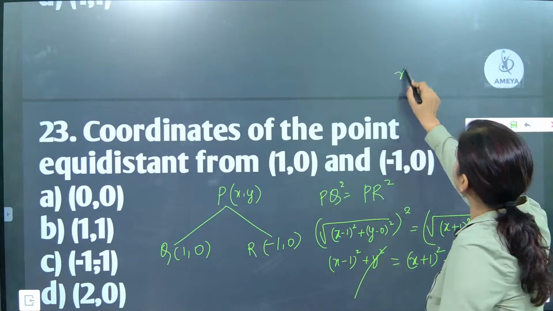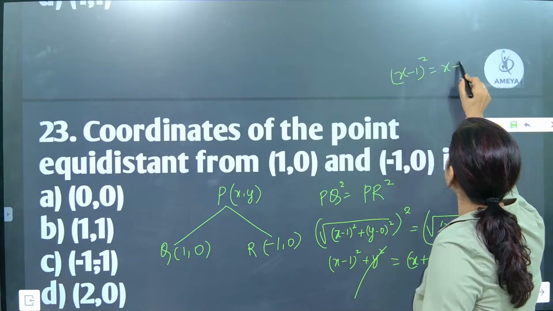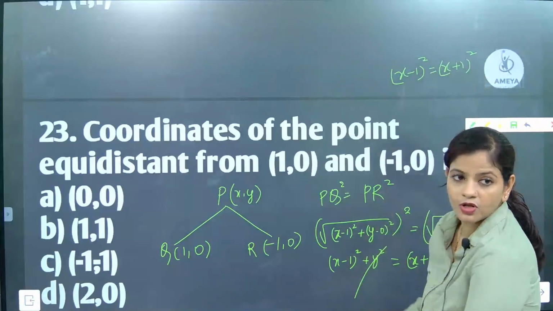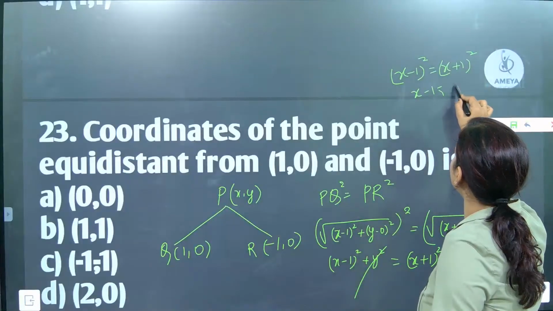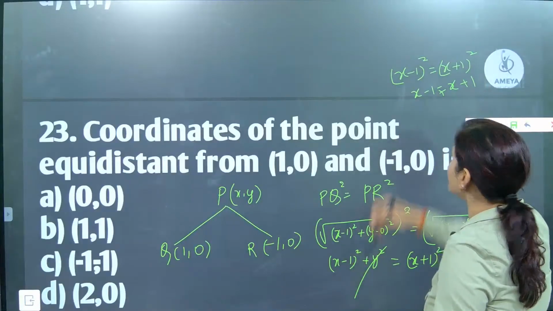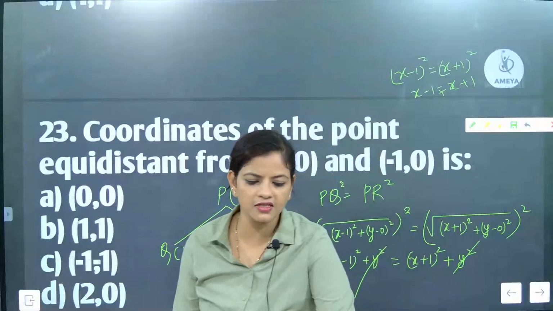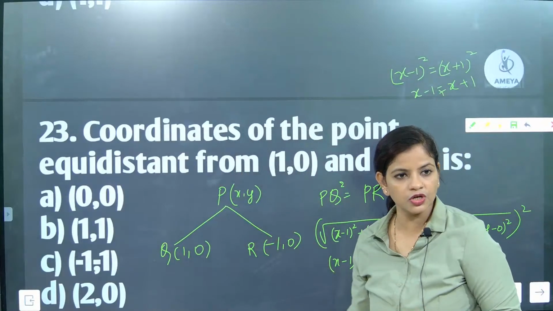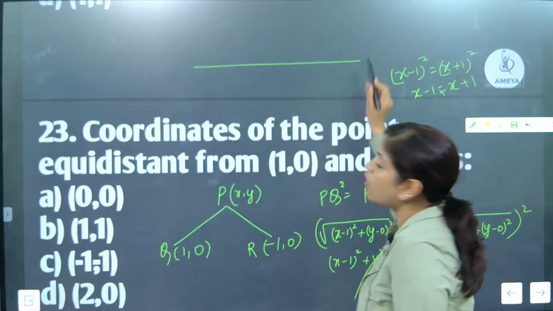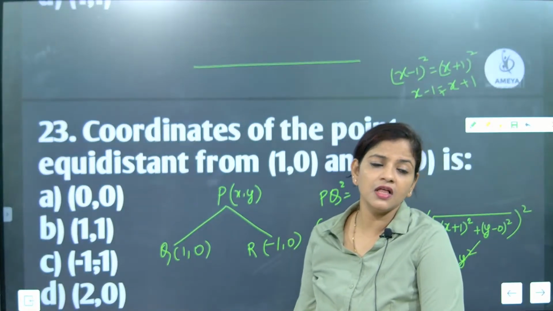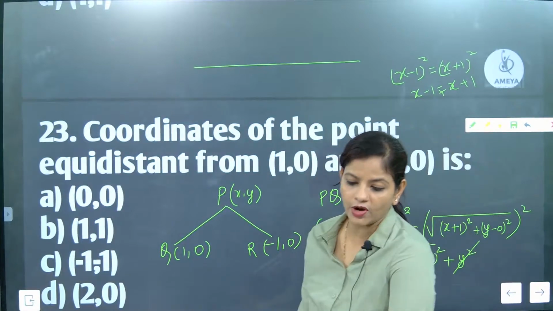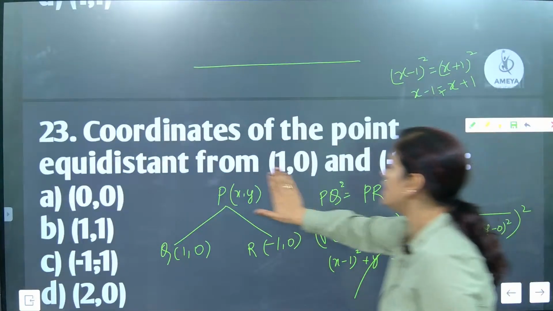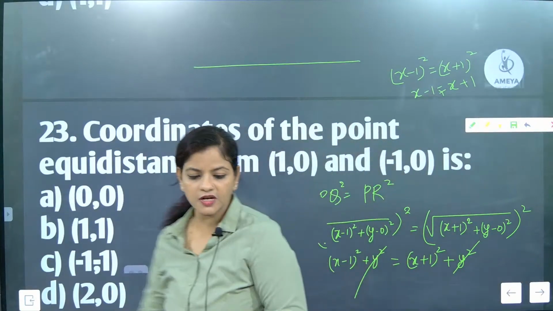Now what you are left with is (x minus 1) whole square equal to (x plus 1) whole square. If we take the square root, it will go too. So x minus 1 is equal to x plus 1, but here x and x will get cancelled. So we understood one thing: the point is not present like this, the point is exactly present on a line. All the 3 points are present on a line.